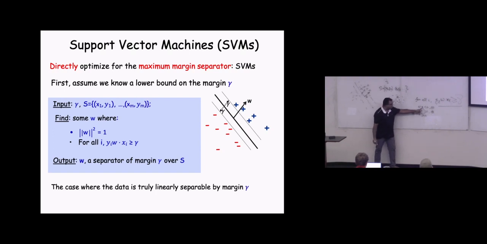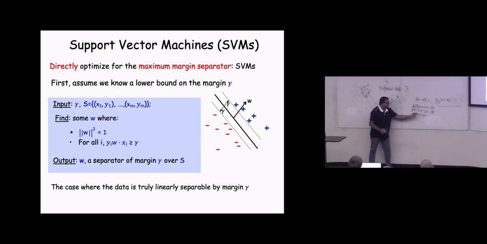I mean, if you have a negative point, that means yi is equal to minus 1. Right? And here yi equals plus 1. That means if you multiply W dot x with the yi, everything becomes positive, right?